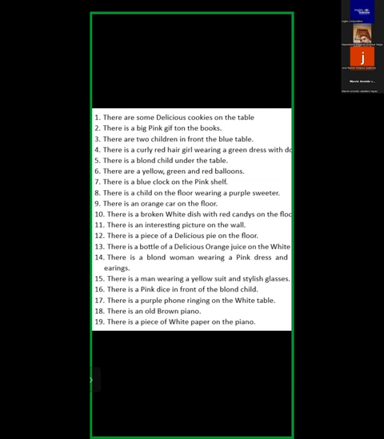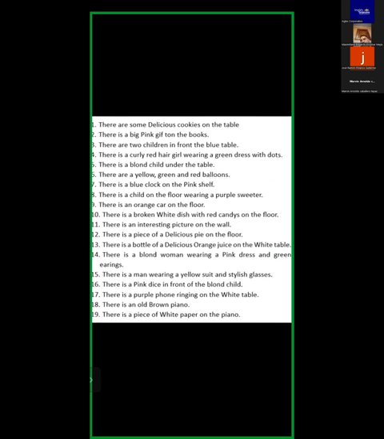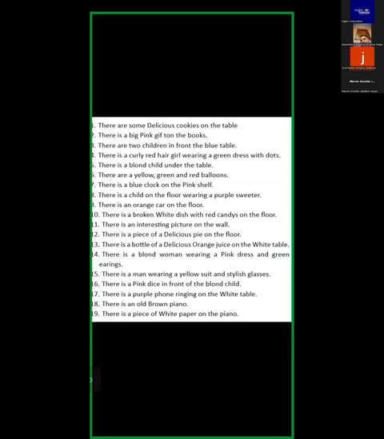There is a broken white dish with red candies on the floor. There is an interesting picture on the wall. There is a piece of delicious pie on the floor. There is a bottle of delicious orange juice on the white table. There is a blonde woman wearing a pink dress and green earrings. There is a man wearing a yellow suit and stylish glasses.